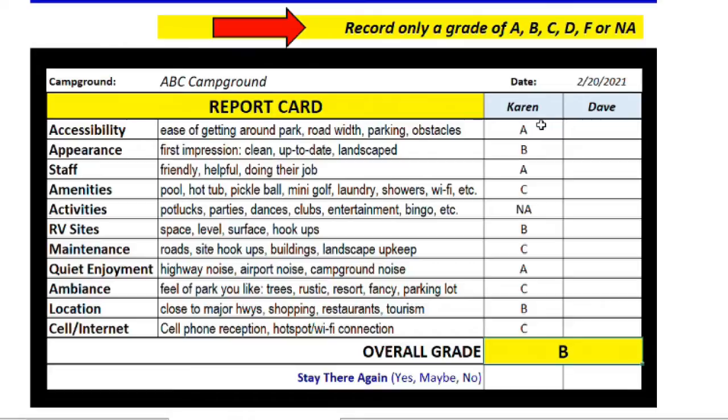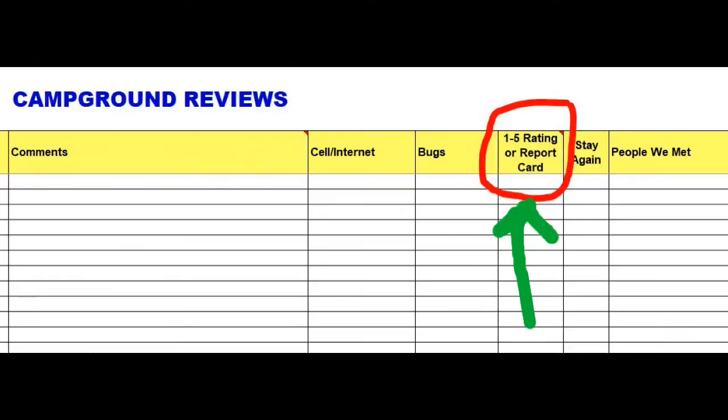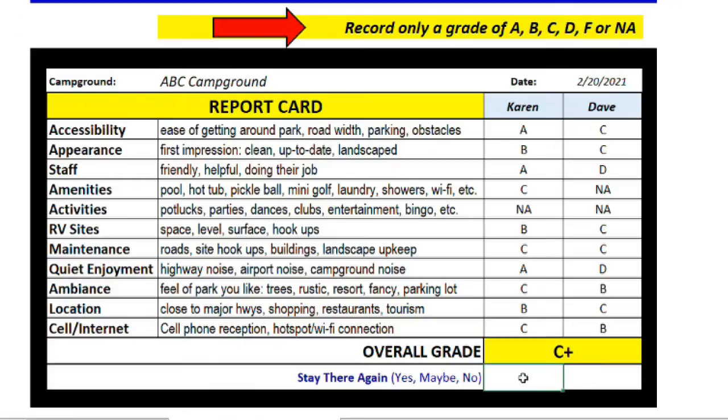You'll see that the overall grade down here is automatically being calculated. That's why this sheet is protected, because it's taking all those grades and calculating it out. So if I put Dave in here, let's say he was not real happy. You can see the grade starting to change. And it even knows how to work in the NAs. So I got an overall score of C+, and I can put that in my campground review. And also down here I would put in whether or not we would stay there again. Dave might say maybe.